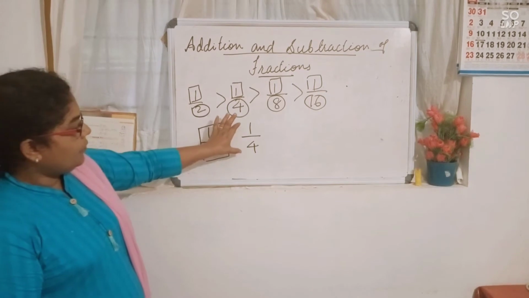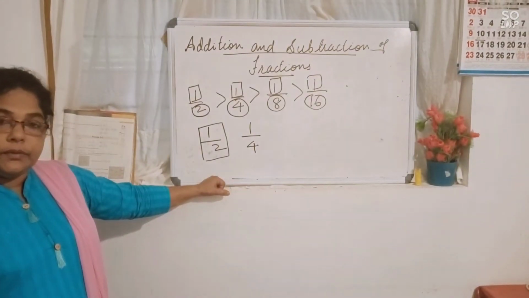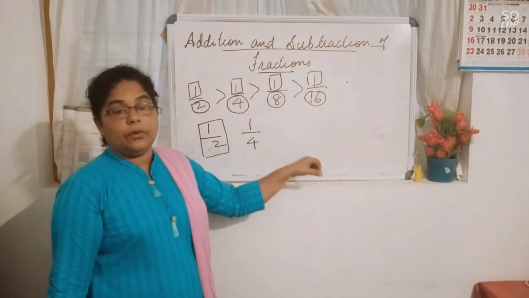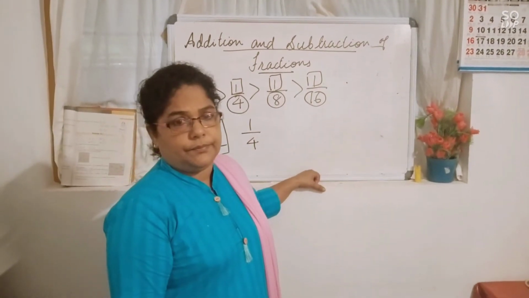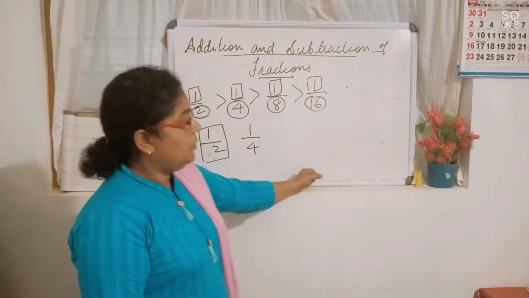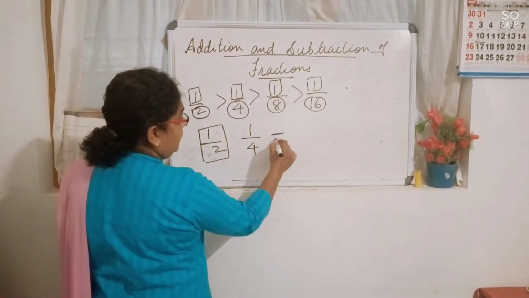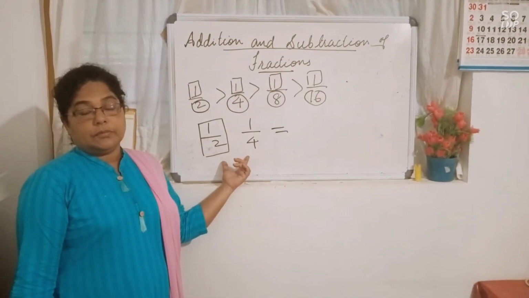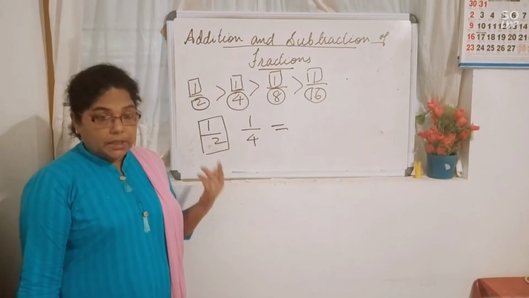Then 1 by 4 means how many pieces did we make? Yes, we made 4 pieces. Out of those 4 we took 1 piece. Okay, so we have to add them. While adding, definitely while seeing, we feel like adding 1 plus 1 and 4 plus 2. That is our feeling to add.